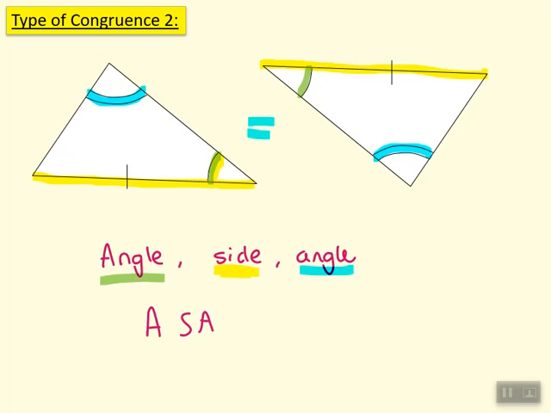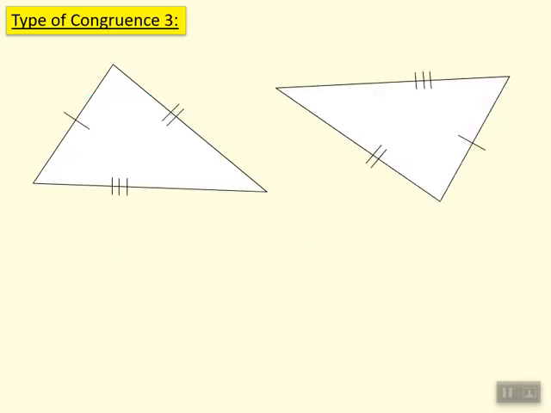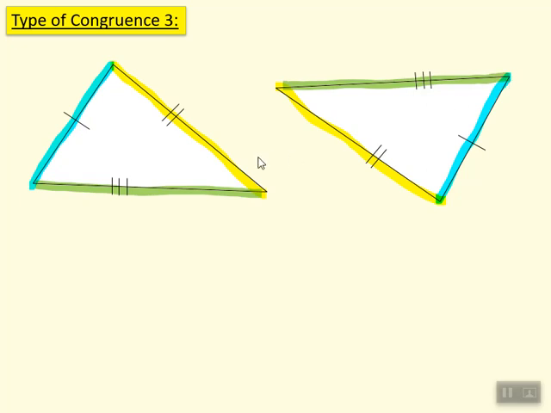Okay, let's just quickly go through the other two. This one's the easiest one, and it's kind of obvious, but you might need to think about it a little bit. If you have two triangles where the sides match each other, for example here I've got this side matches this side here, this second side matches this second side here, and this third side matches this third side, then those two triangles have to be congruent.